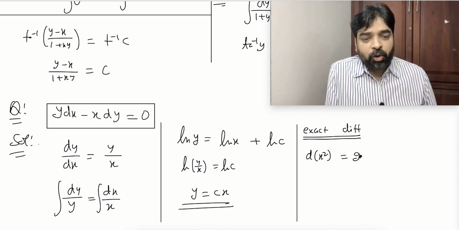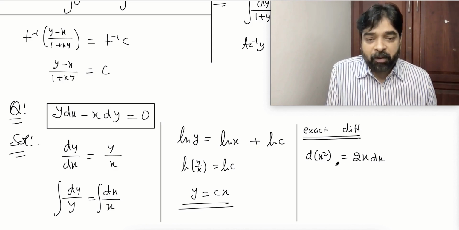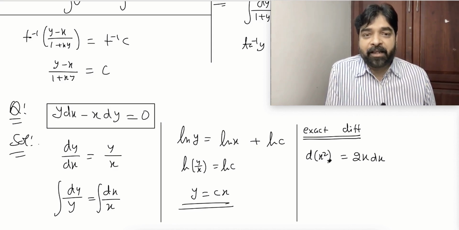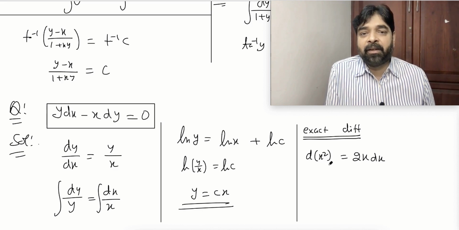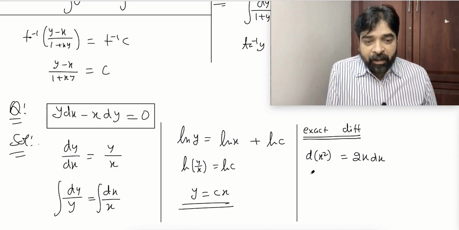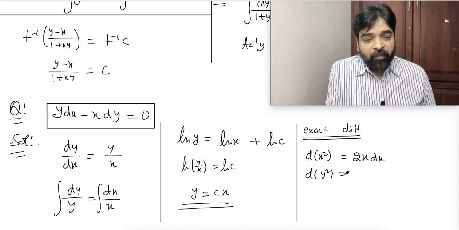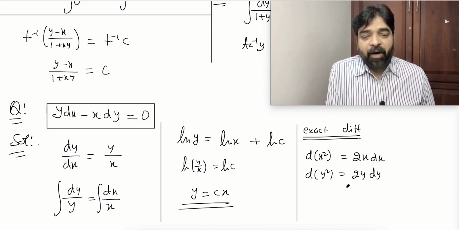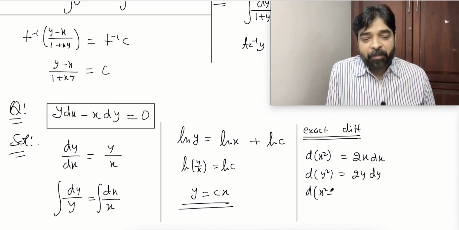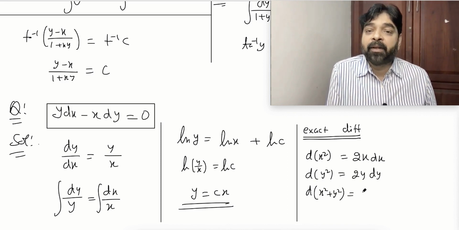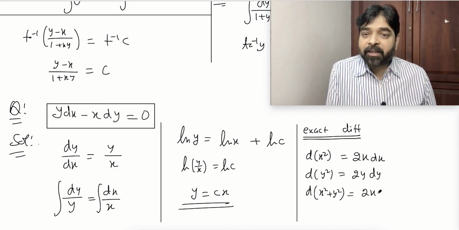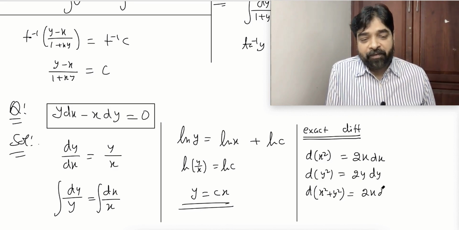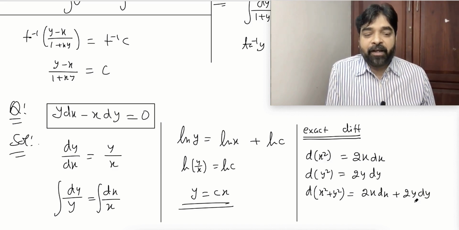What is the differentiation of x square? You will say 2x into dx. Why so? Because we have to differentiate x. Yes or no? Into dx. d of y square will be what? We'll say 2y into d of y. If I ask you d of x square plus y square, it is 2x into dx plus 2y into dy.